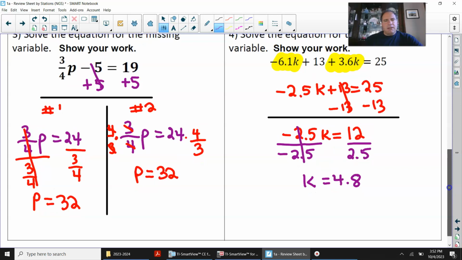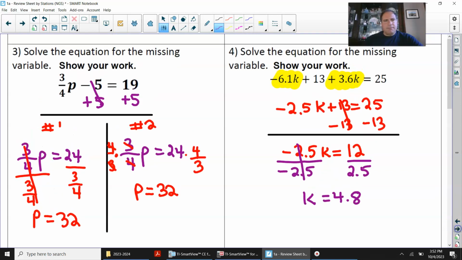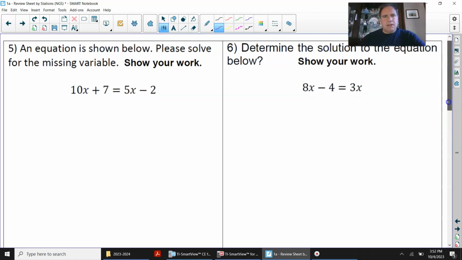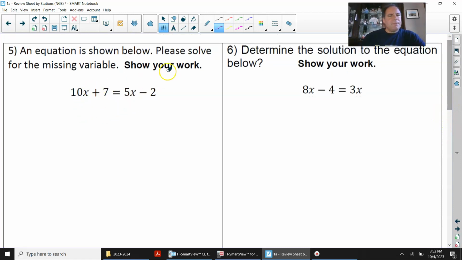Right? And that is it for... I thought that was the end, but it's not. So number 5. It says, please solve the equation shown below for the missing variable. We are going to solve.